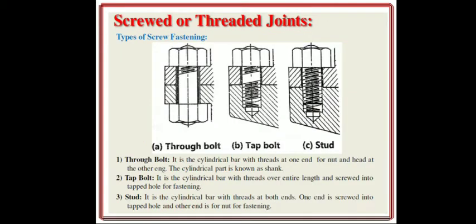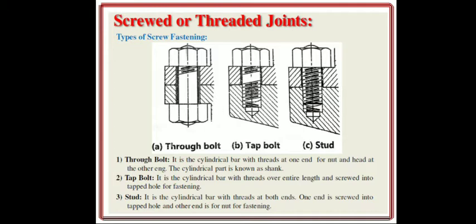Now the various types of screw fastening. The first type is through bolt, tap bolt and the stud. Now what is a through bolt? It is a cylindrical bar with thread at one end for the nut and head at the other end. The cylindrical part is known as the shank. In the first diagram you can see the major portion is not threaded.